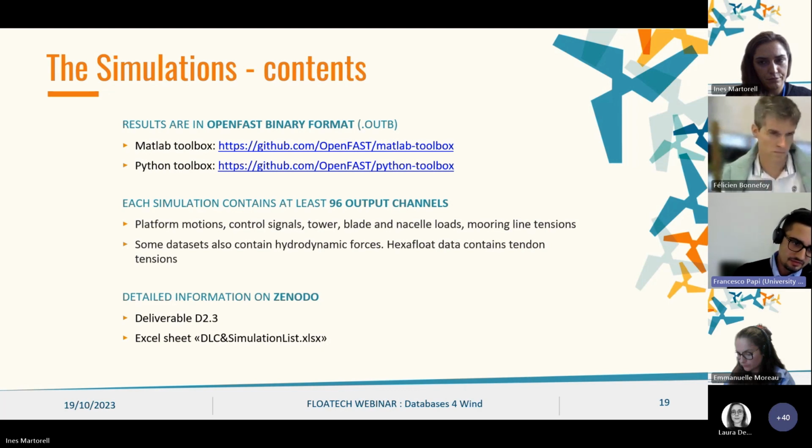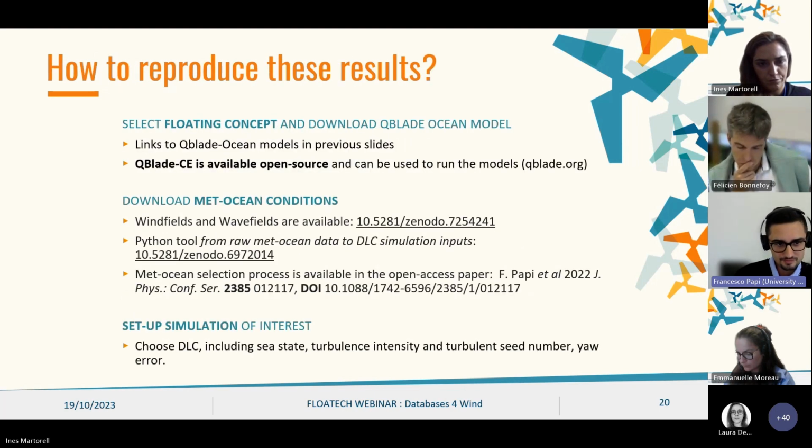Again, this was a quick rundown, but all the details of everything I said you should find in deliverable 2.3 and then the Excel sheet on Zenodo. So if I skipped over something too quickly, it should be in there.